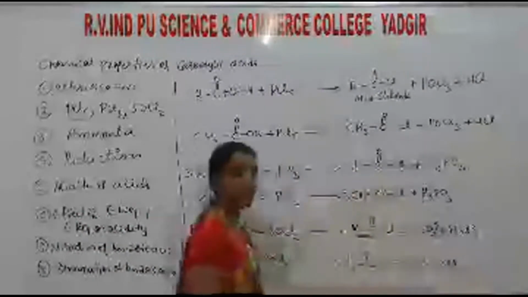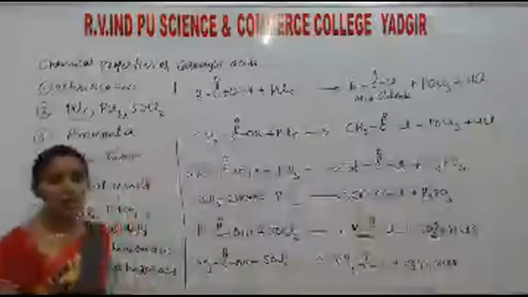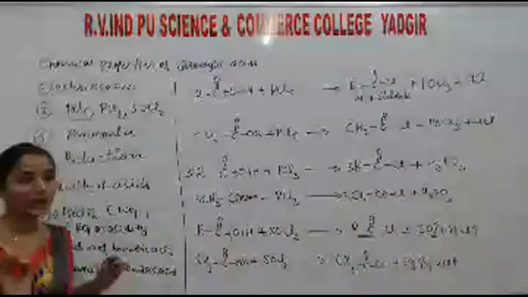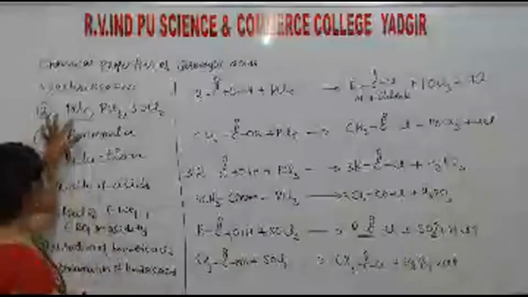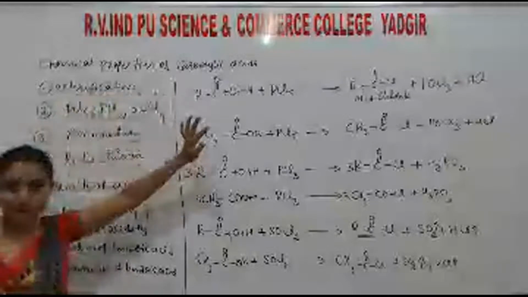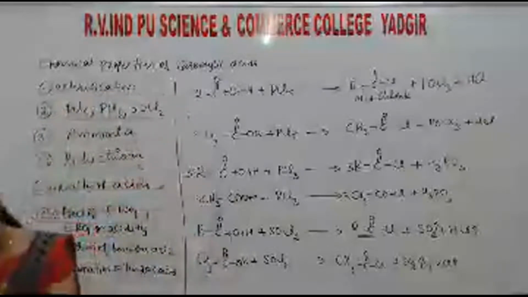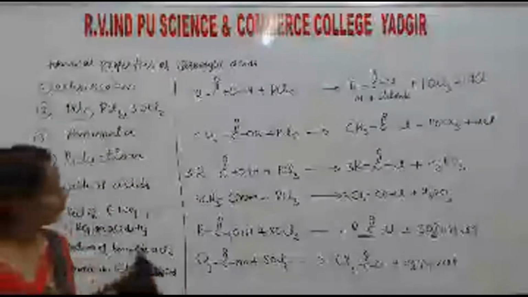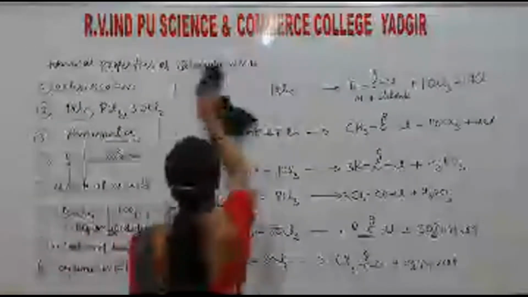If you know the general reaction, you may replace the dark group by any of your choice. The general reaction is important. That is what? Reaction with PCl5, PCl3 and SOCl2. Understood? So the next one is reaction with ammonia.